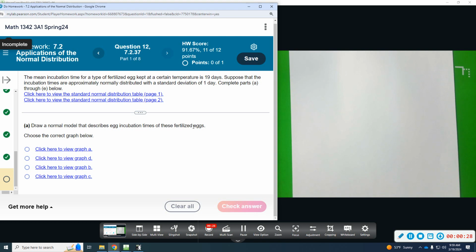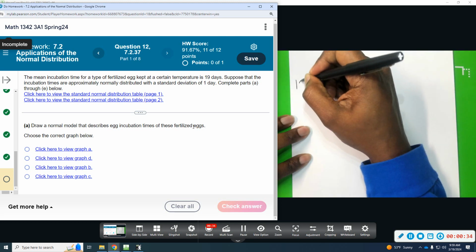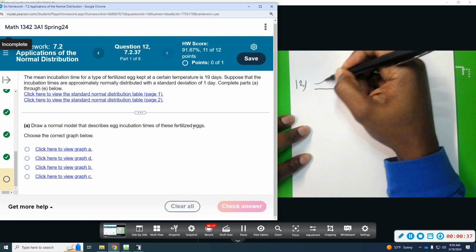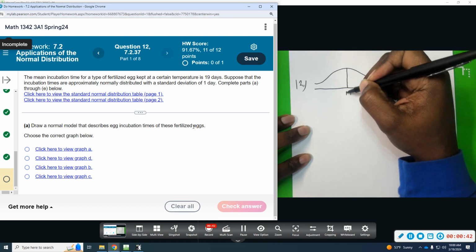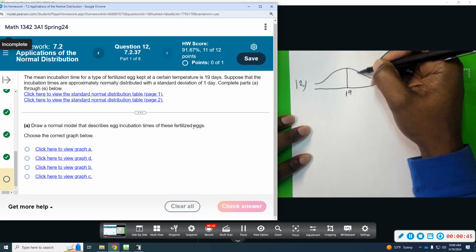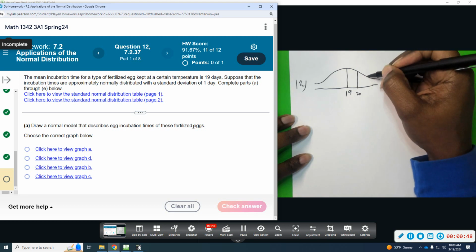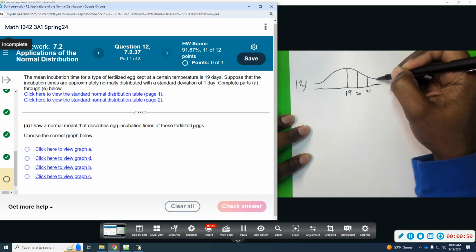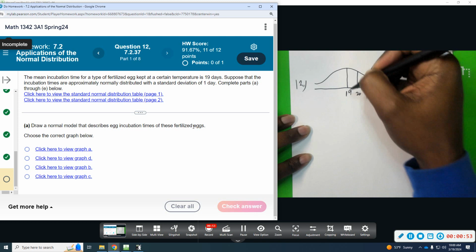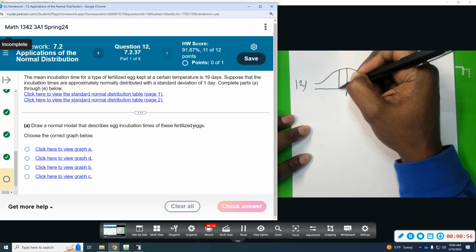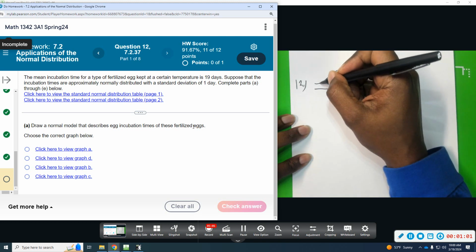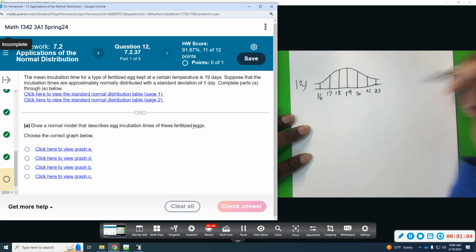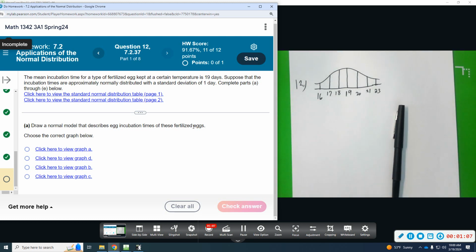So we're given the mean is 19. If I draw a bell curve, my mean in the middle would be 19 days. And then my standard deviation is 1 day, so we would go out one standard deviation. That would be 20, 21, and then 22 would be up to 3. And if I go subtracting 1, this would give me 18. Subtract 1 again, that would give me 17. Subtract 1 one more time, that would give me 16. So this will be roughly our numbers for our bell curve.